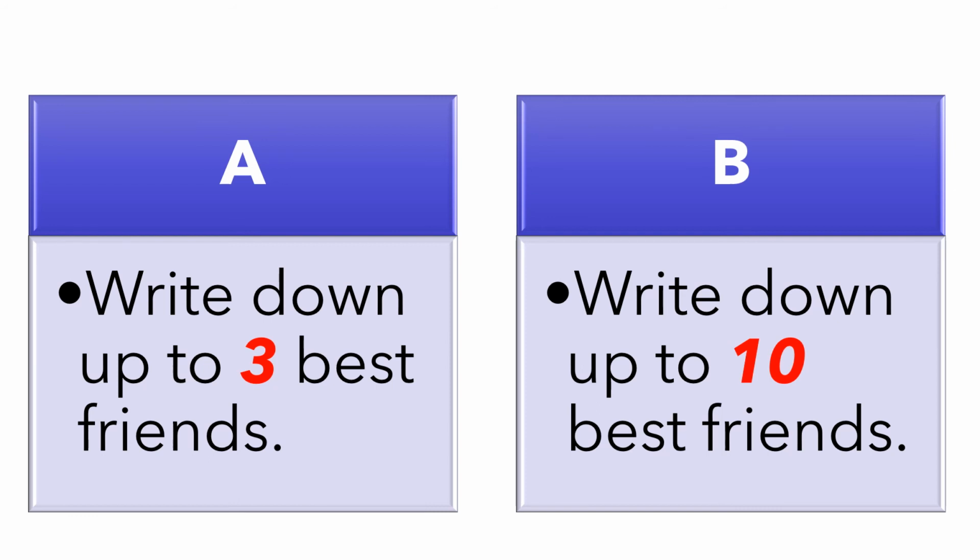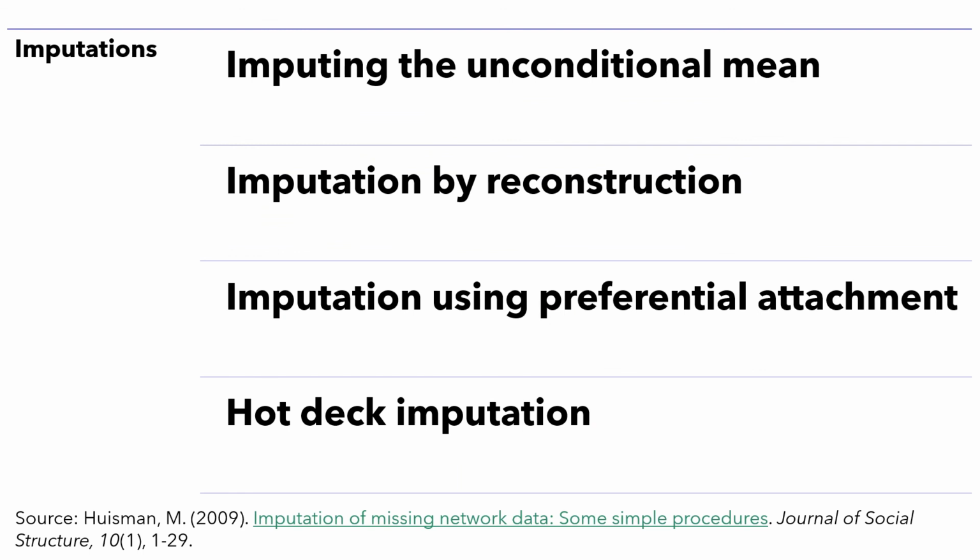In option B, you ask the participants to write down up to 10 best friends. You use the data to create network B. Obviously, network A has more missing data than network B. Although network B has more data, it may still have missing data because the network can still be different from the actual friendship network. How to handle missing data in social network analysis?